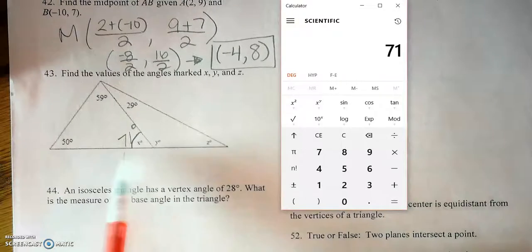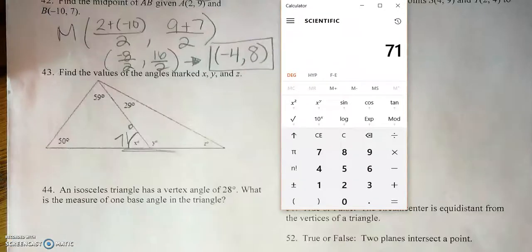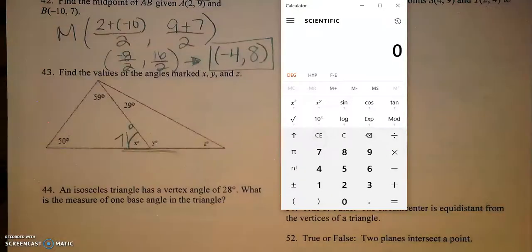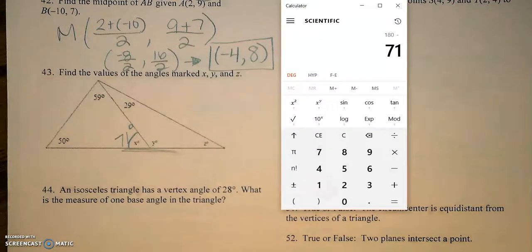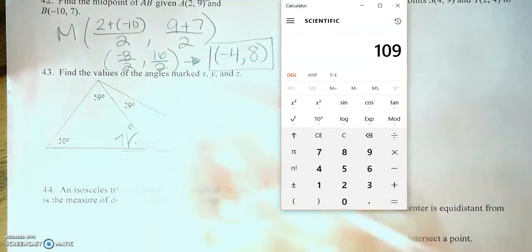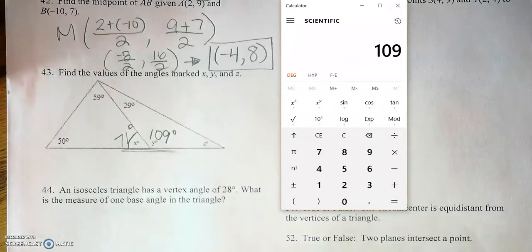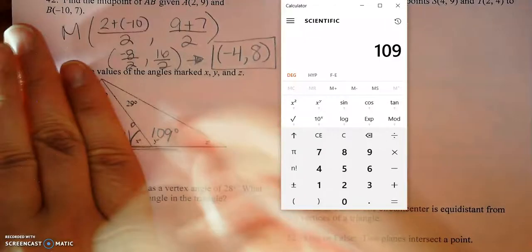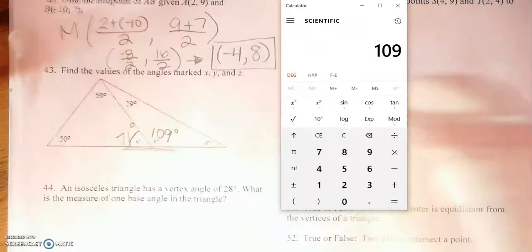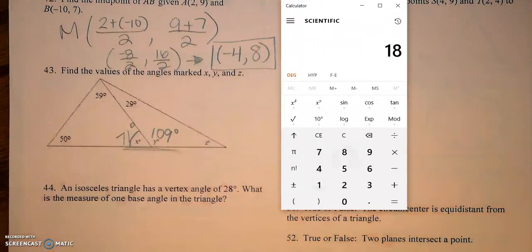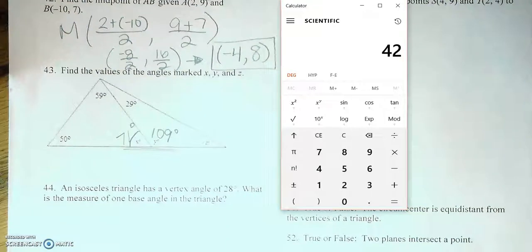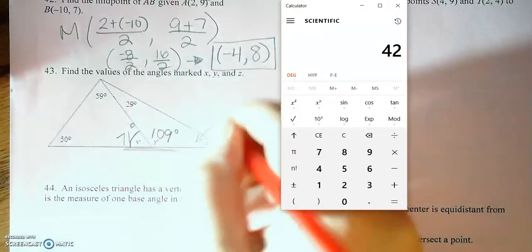Now here, x and y, those two angles form a straight line, so they are supplementary, and I know they have to add up to 180. So if I do 180 minus 71, that makes angle y 109. And then if I cover up this triangle for a second, you have a triangle here: 29, 109, and z have to add up to 180, because any triangle has to do that. So I'm going to do 180, subtract the 29-degree angle, subtract angle y, which is 109, and that makes z 42.